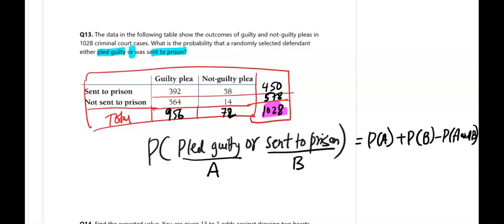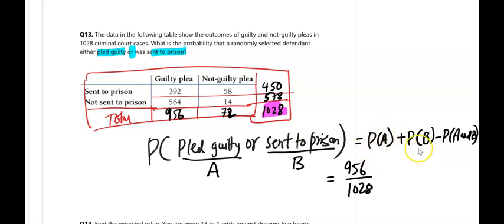Okay, that's the formula. So again, A is pleads guilty or B is sent to prison, and the formula for or, the probability of two events connected with the or, is going to be P(A) plus P(B) minus the probability of A and B. So what is the probability of A? How many pled guilty? 956. So 956 divided by the total, 1028. That's the probability of pleads guilty.